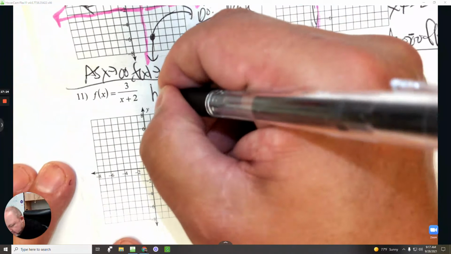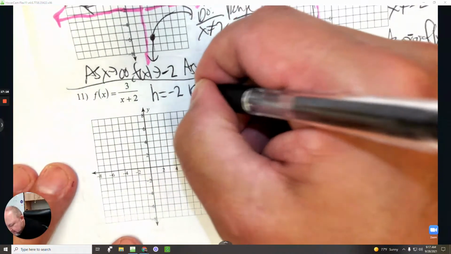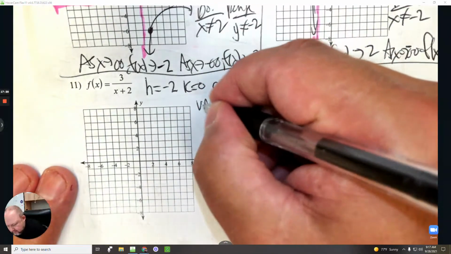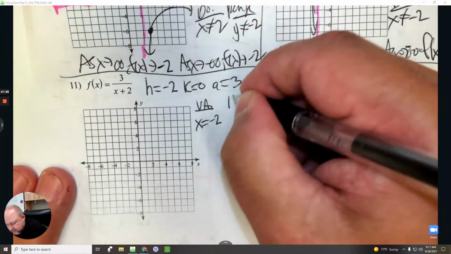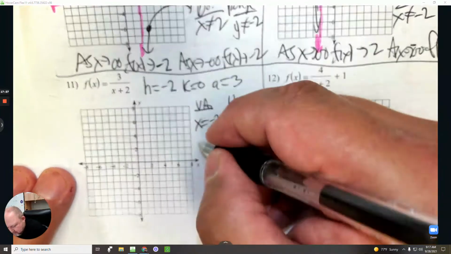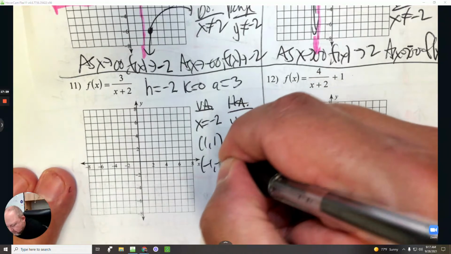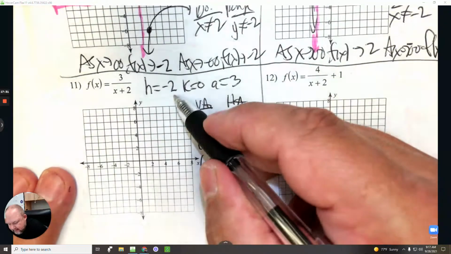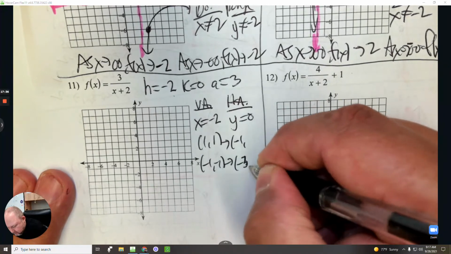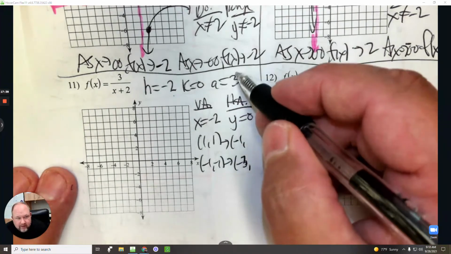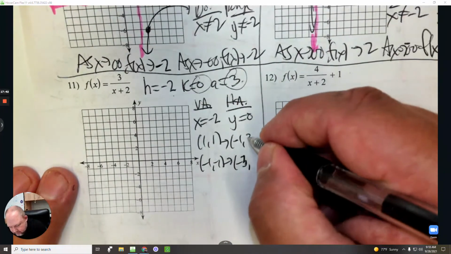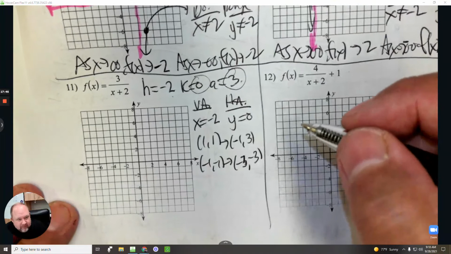All right, this is what I got. Negative 2, k is 0, and a is 3. So the vertical asymptote is x equals negative 2. The horizontal asymptote is y equals 0. The points are 1, 1, and negative 1, negative 1. Change them. The h is negative 2. So I'm subtracting 2 to the x coordinates. The y coordinates, I'm going to multiply. Adding 0 does nothing, so I'm just going to multiply it times 3.